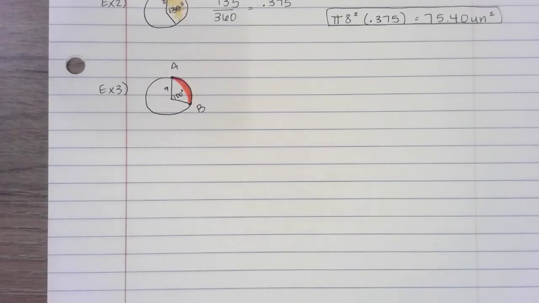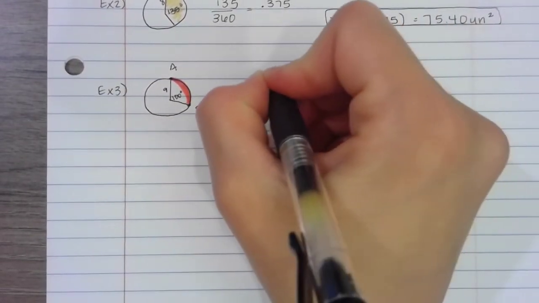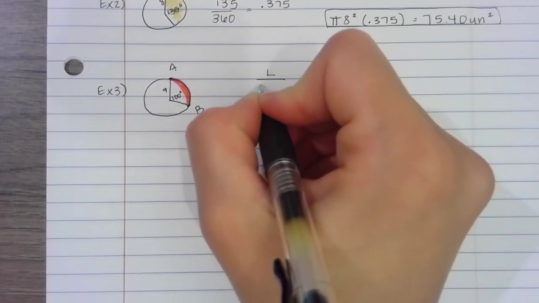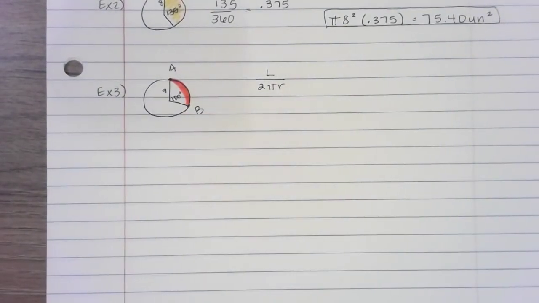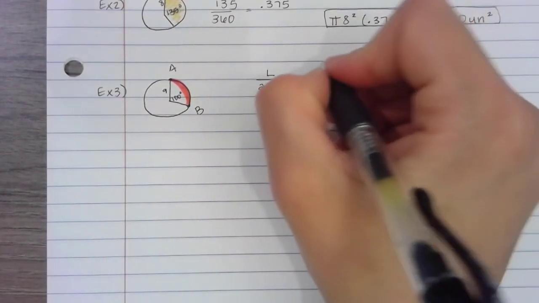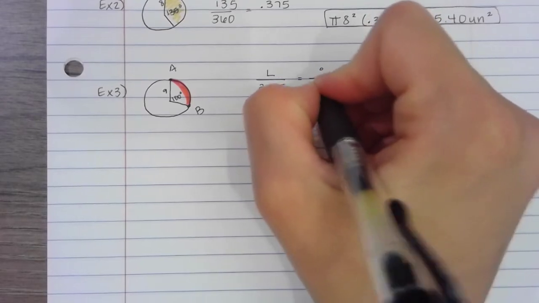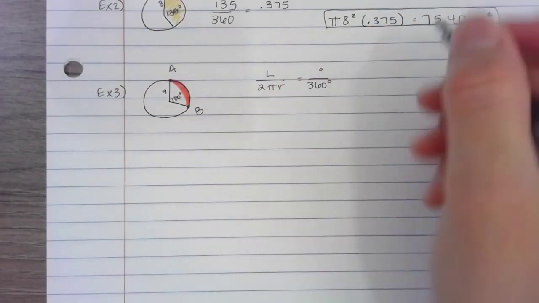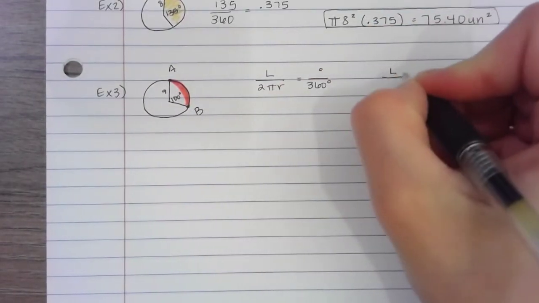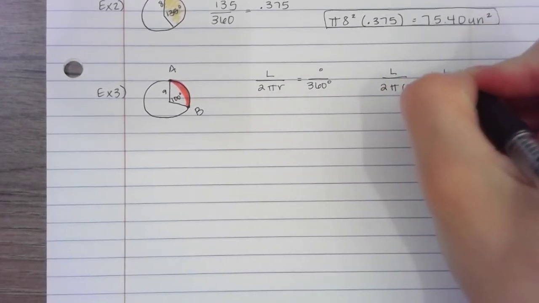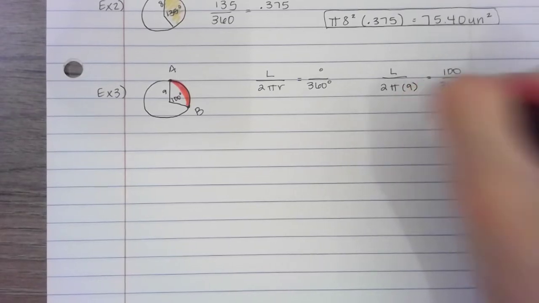The first way is using the formula on your formula sheet, which looks like this. The length of the arc over the whole arc, which is 2 pi r, because the whole arc would be the whole circumference, is equal to the degree measure over 360 degrees. I think it looks something like that on your formula sheet. But let's plug in what we know. I'm looking for my L. I don't know that. I do know my radius. And it's 100 over 360.